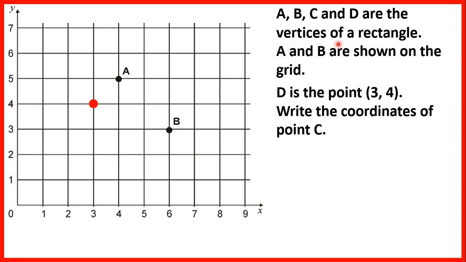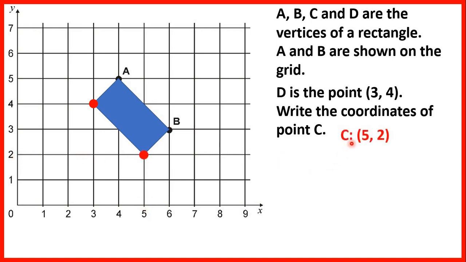Now we're told that they're the vertices of a rectangle. So to make a rectangle, the coordinates for point C will need to be here. So that if we go down, that's 5, and across, that's 2. So C has the coordinates 5, 2.